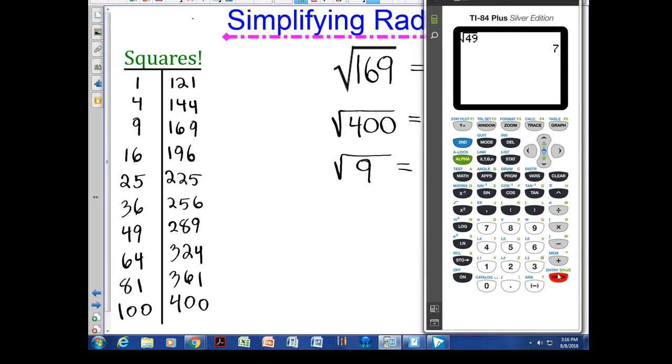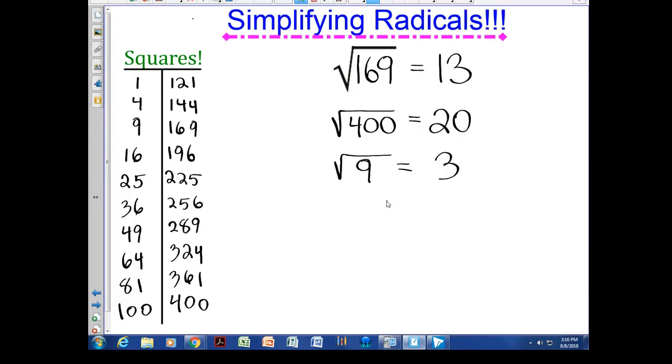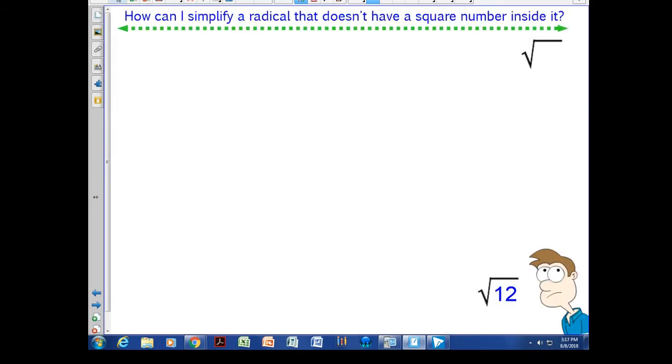Well, today's lesson is going to be, what happens when we put a number inside a square root which is not a perfect square, like 2? Then you might remember that that gives us a non-repeating decimal that almost fills up the whole entire screen. These are irrational numbers, and today's lesson is going to be, what do we do? How can I simplify a radical, square root, that doesn't have a square number inside of it?